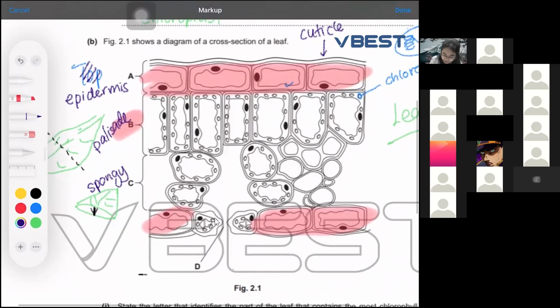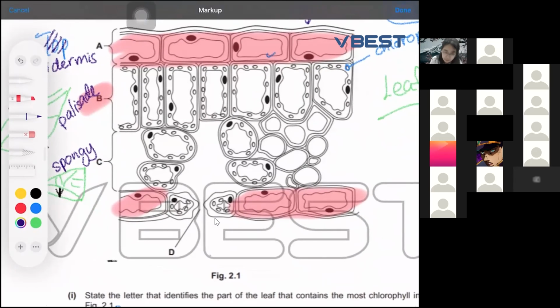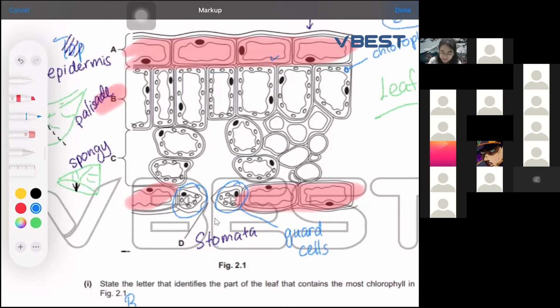Okay, D over here. It's not pointing at the epidermis, right? If you see properly, it's actually pointing at the gap. It's pointing at the gap between the guard cells, right? So the ones at the side, these two, 1, 2, these ones are guard cells. So you need to look carefully when it comes to labeling.